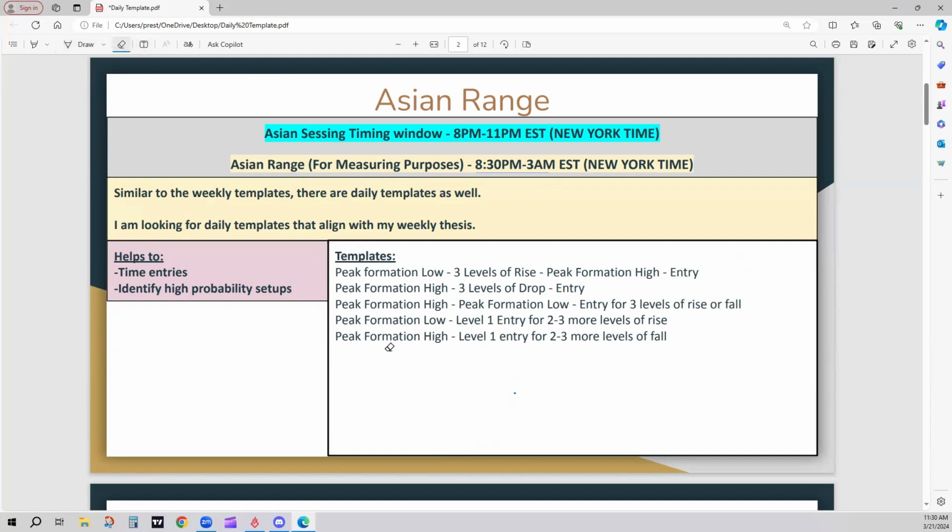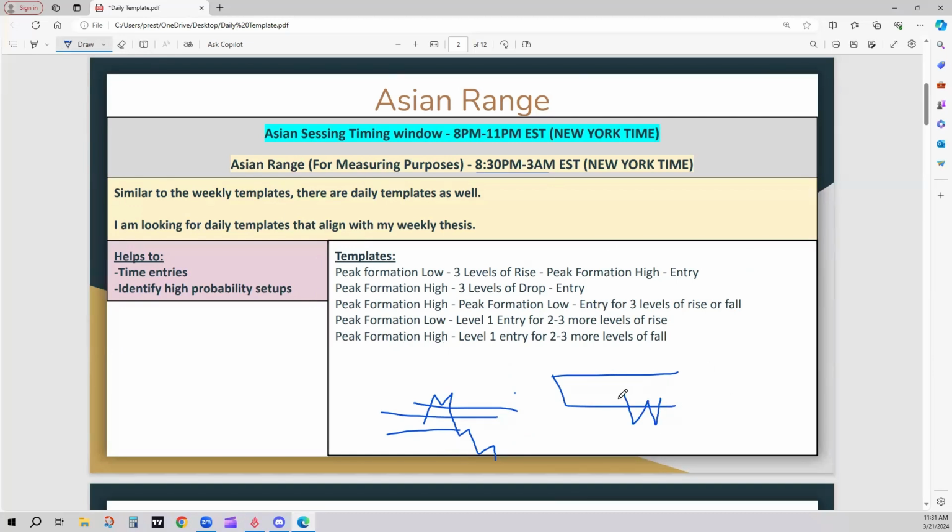You can also have peak formation high, level 1 entry, 2 to 3 more levels of fall. So if you have, for example, here's the Asian range and they've stop hunted to the high, peak formation high, you can expect 3 levels of drop. This would be like if I'm looking for a high of day trade. If I have a market that has created a range and stop hunted to the low of the Asian range, I've got a low of day trade.